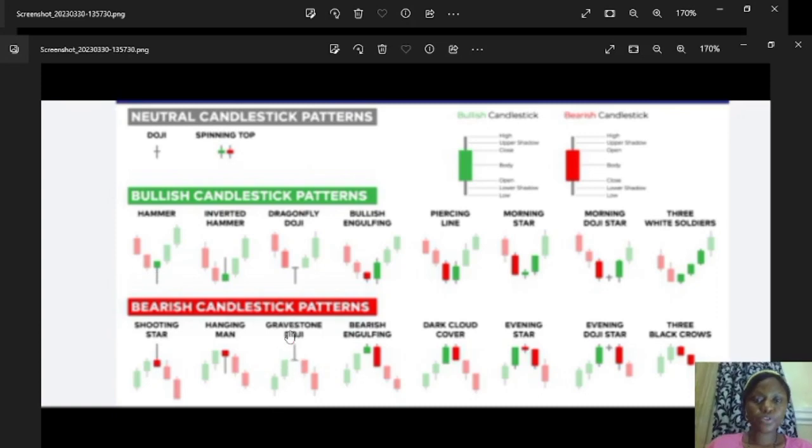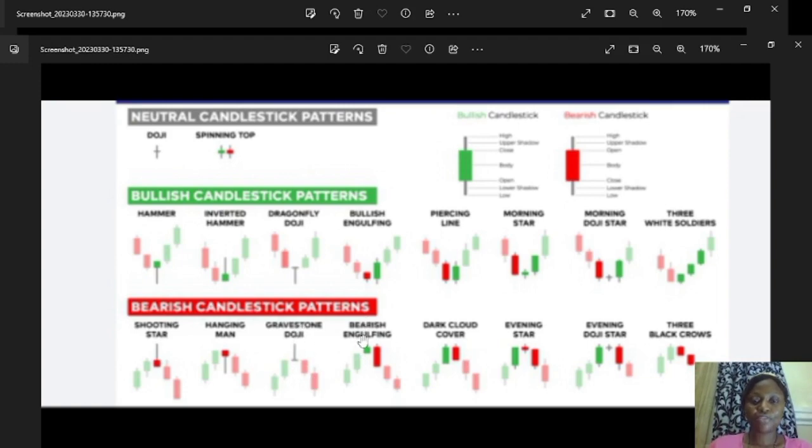So we move to the gravestone doji. The gravestone doji is an inverted T. You see it as an inverted T. The market opens and closes at the beginning of the candle. It opens and closes at the same point there, inverted. So in the bullish trend, once you see it, it shows that the market is about changing to a bearish trend.